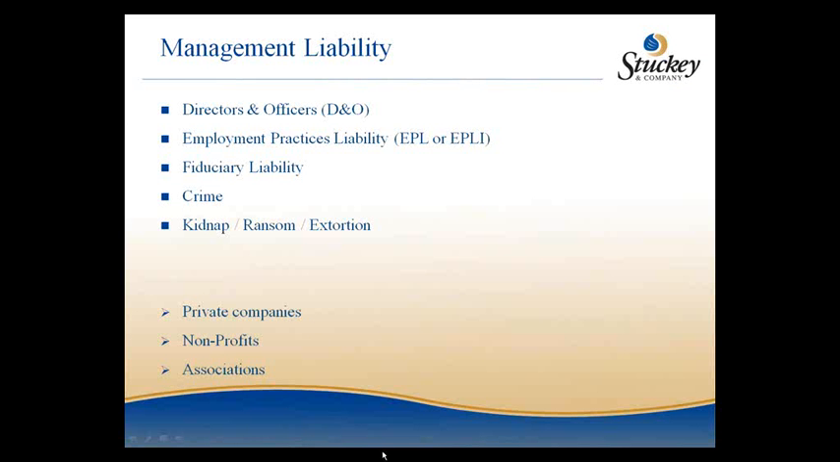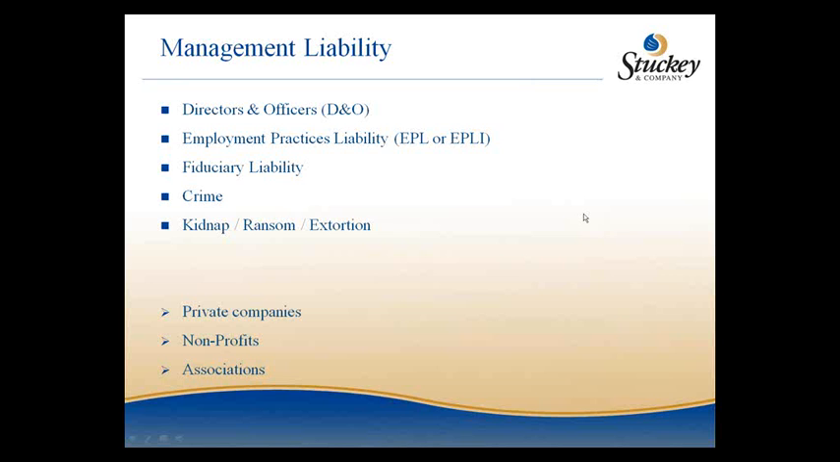When we're talking about management liability, there are basically 5 coverage parts that we're focusing on. As you can see up on your screen, there's the directors and officers, the employment practices, fiduciary, crime, and the kidnap ransom piece. These are all very important, and they're the core coverage for your management liability.